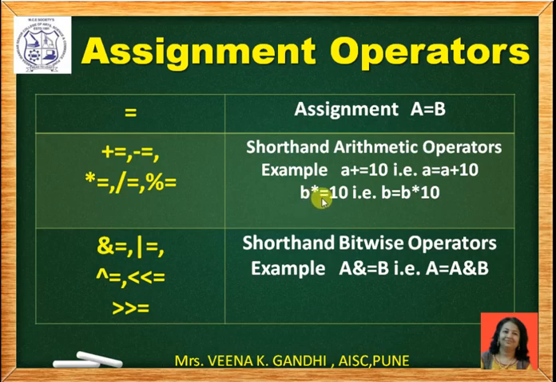B multiply equal to 10. The meaning of that is B equal to B multiplied by 10. It also provides shorthand bitwise operators, bitwise and equal to, bitwise or equal to, like that. Suppose A bitwise and equal to B, the meaning of that is A equal to A and B.